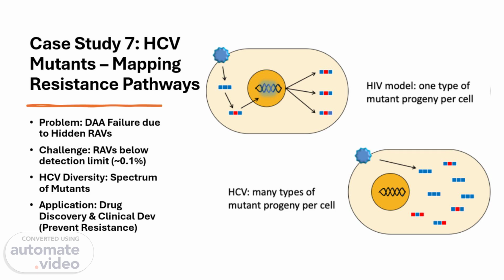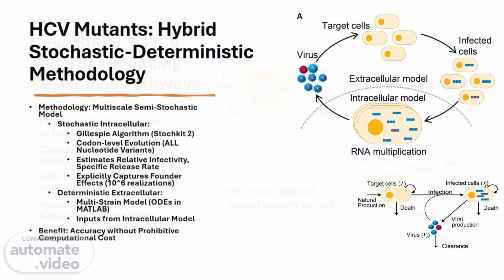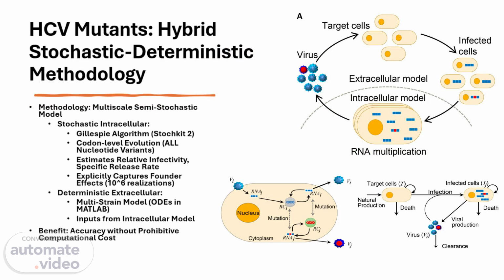SHIV mutates before integration into host DNA, so each infected cell produces only one type of viral progeny. In contrast, HCV replicates in the cytoplasm, where errors accumulate continuously, allowing a spectrum of mutants to emerge within a single cell. To tackle the hidden RAVs, we developed a multiscale semi-stochastic hybrid methodology.